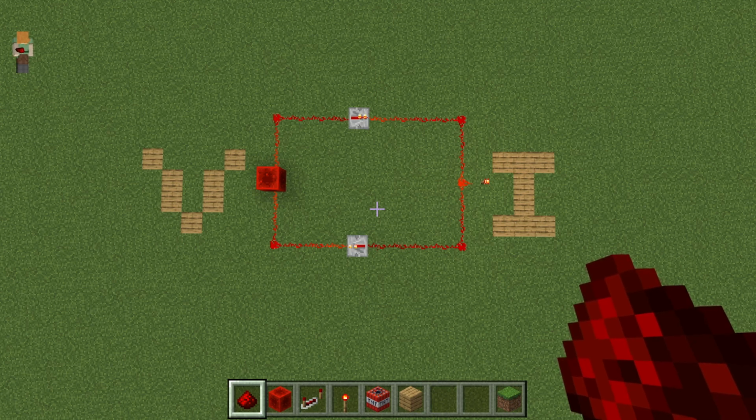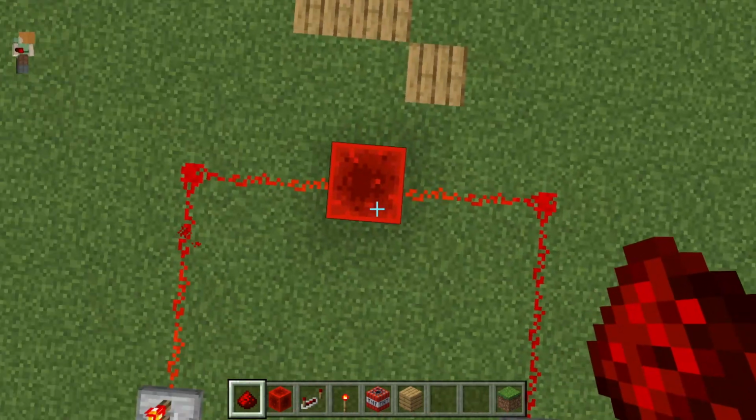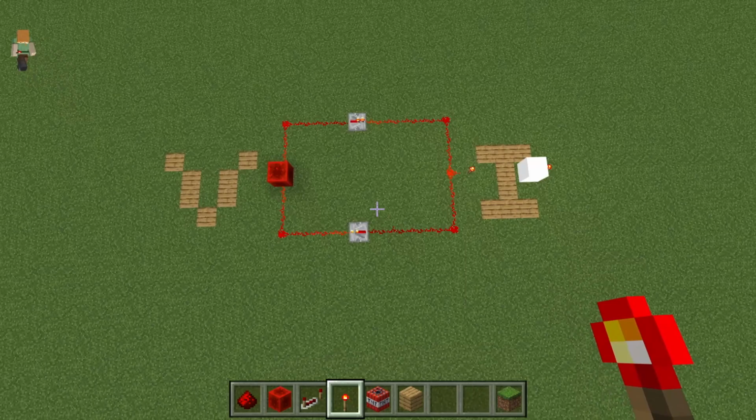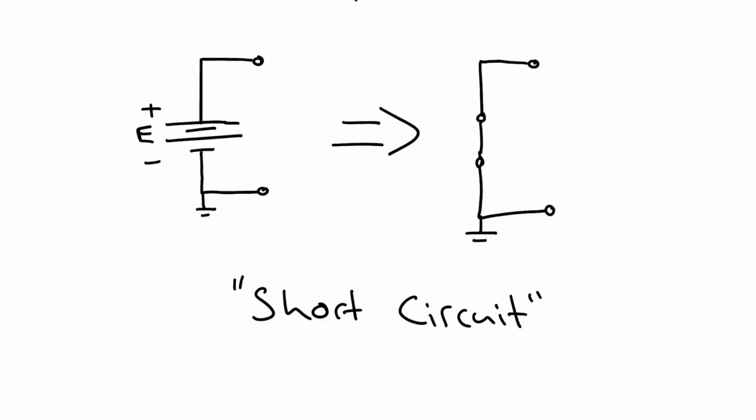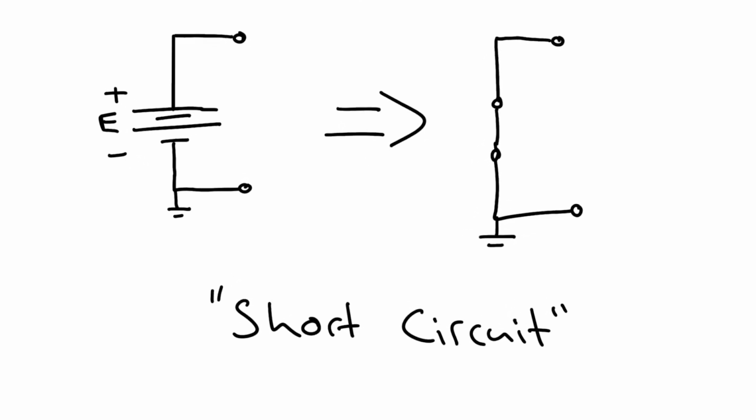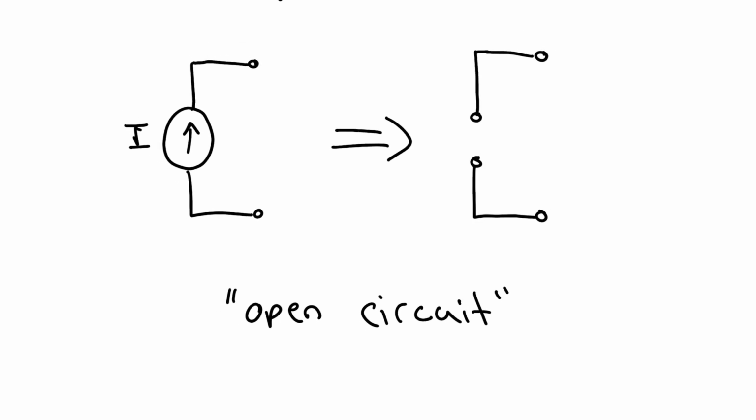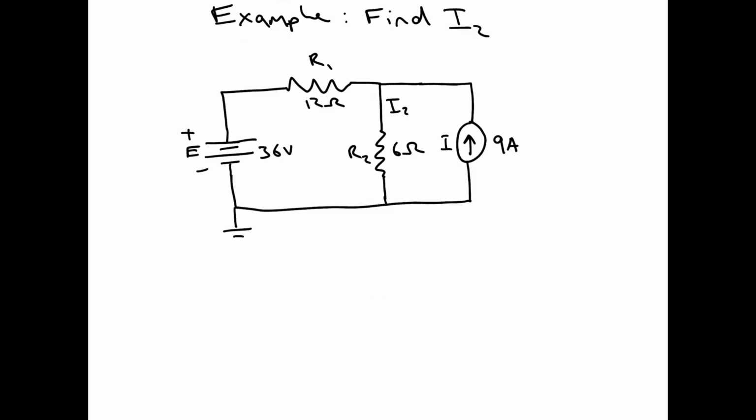When we wish to create the multiple simplified circuits, all we have to do is either short circuit the voltage source or make the current source an open circuit. When diagramming a circuit, this is what the short circuit looks like and this is what the open circuit looks like. Okay, so to provide an example of this, we're going to do this problem and try to find I2.